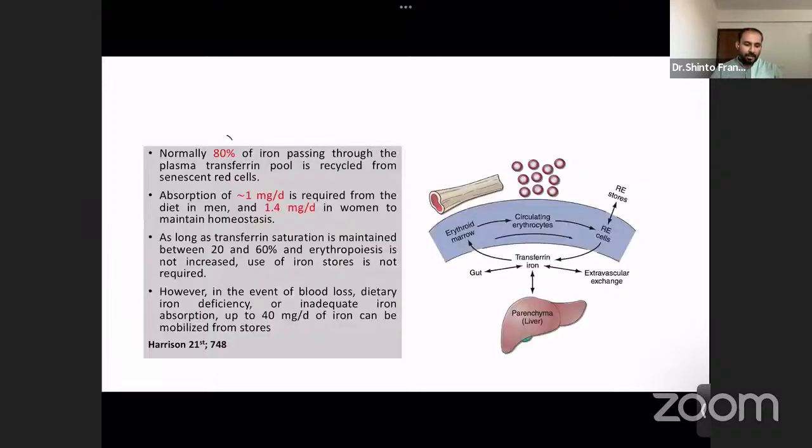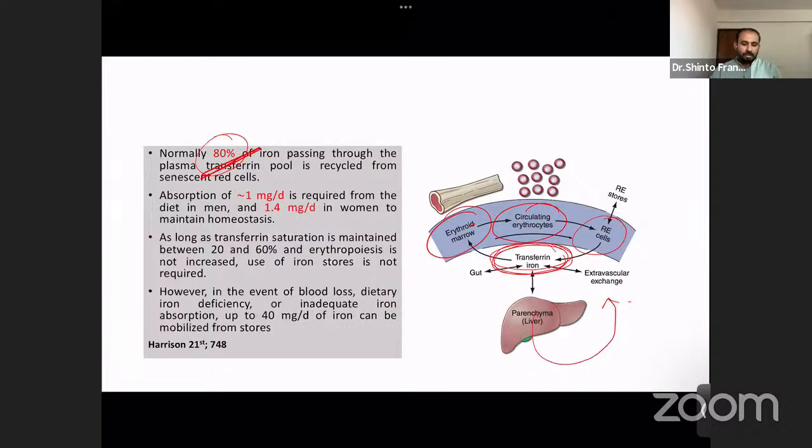About 80% of the iron passes through the transferrin pool. Transferrin, we all know, is the transfer protein for iron. From the erythroid marrow, the circulating erythrocytes go into the reticuloendothelial cells. This production, circulation, and destruction happens in the reticuloendothelial cells, and transferrin is the major vehicle of this iron. From that, there is hepcidin-mediated regulation and all. So in basic metabolism, 80% of the iron passing through the transferrin pool is recycled.